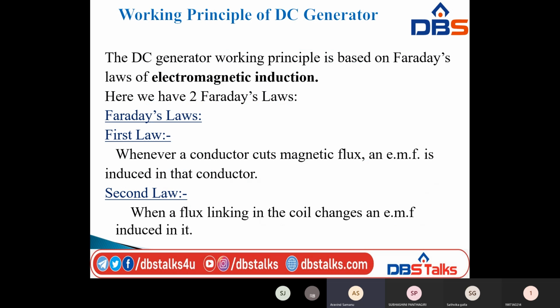Here we have two laws. The DC generator working principle is based on Faraday's law of electromagnetic induction. The first law is: whenever a conductor cuts magnetic flux, an EMF is induced in the conductor. And the second law is: when the flux linking a coil changes, an EMF is induced in it.